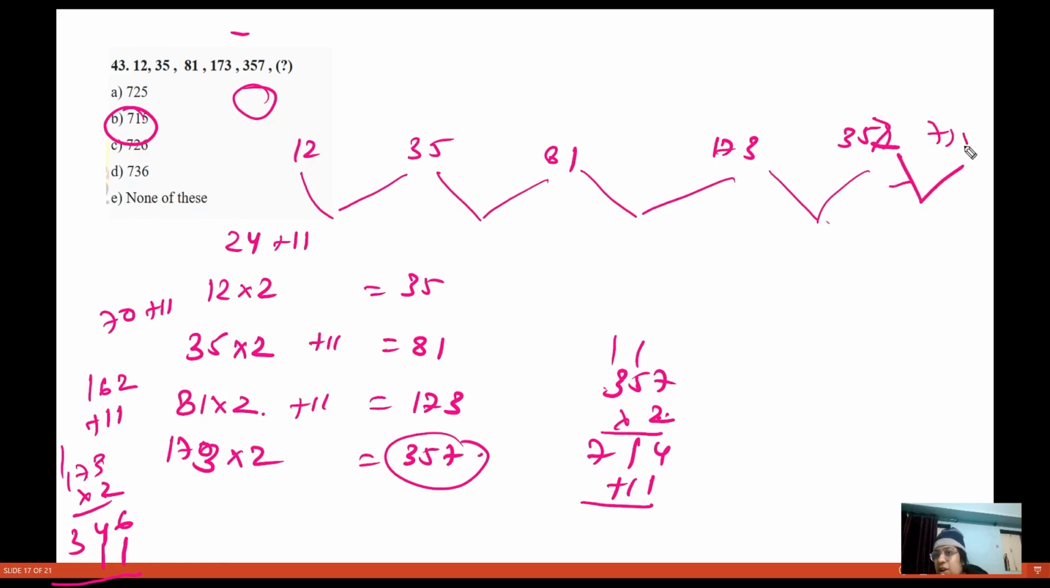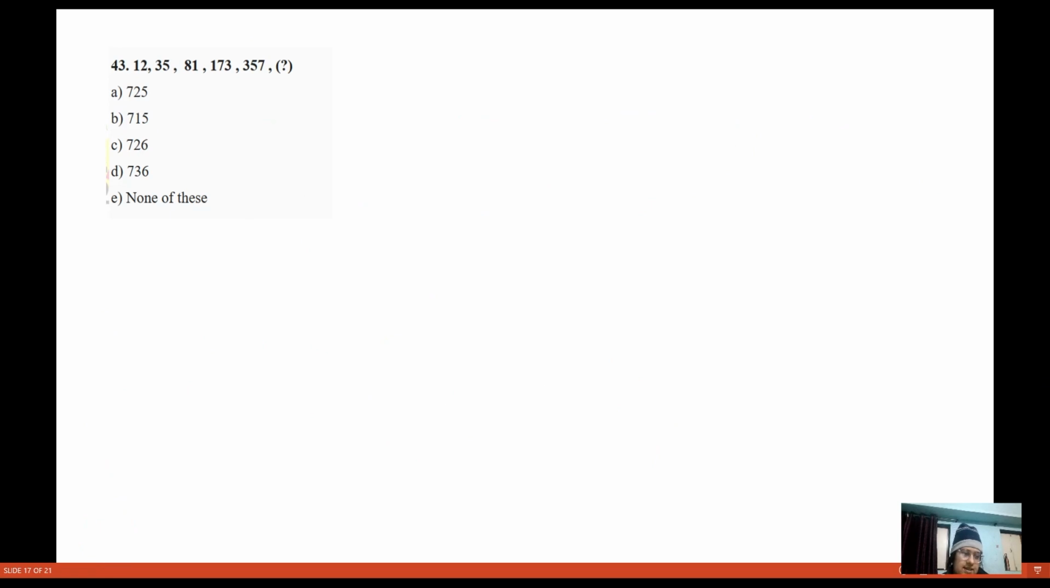So see, I just observed it. You have to observe it. In reasoning, it is your reason and your observation only. So I saw that if we multiply this by 2, this is almost becoming twice every time. So that is why I multiplied by 2, and then I saw what is the difference. I saw that if you multiply by 2 and add 11, I am getting 35. And then when I am adding 11, 11, 11, it is a series, nothing else.